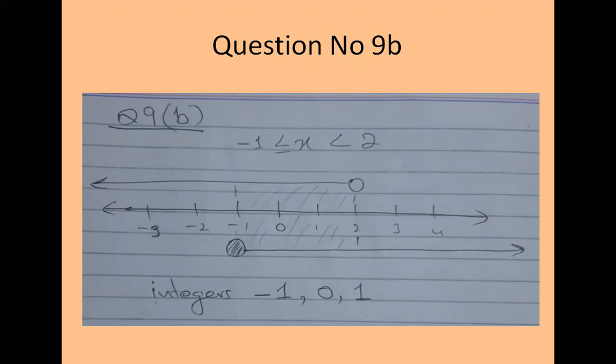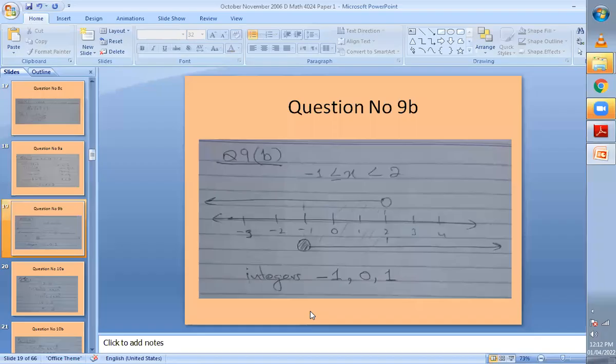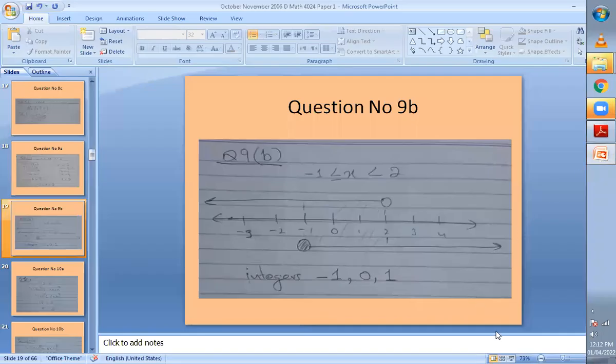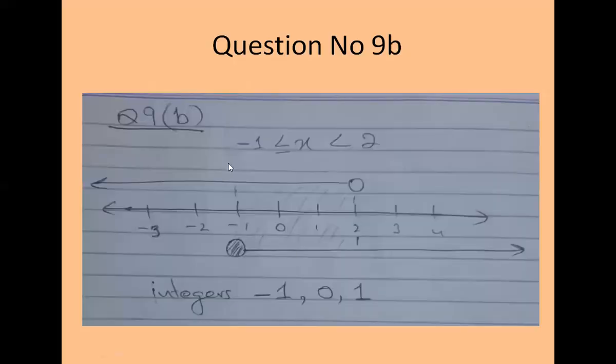So in the B part, let me show you the question first. Write down all the integers which satisfy this. So we have already solved it. Let me show you. We know the solution already, so I will show this on the number line.